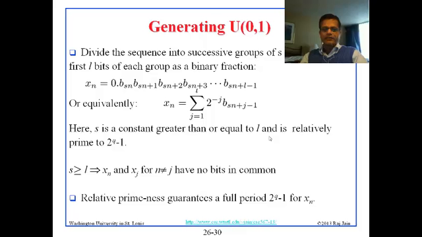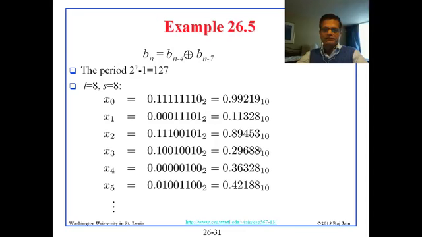so that the successive numbers will not have any bits in common. Okay, and then you need to make sure that the polynomial selected for generation is primitive, and then that will guarantee that you will get the full period, and so the numbers will not repeat very fast.